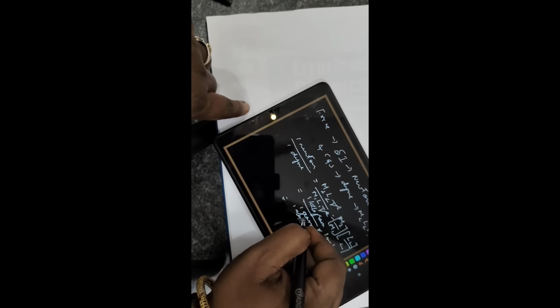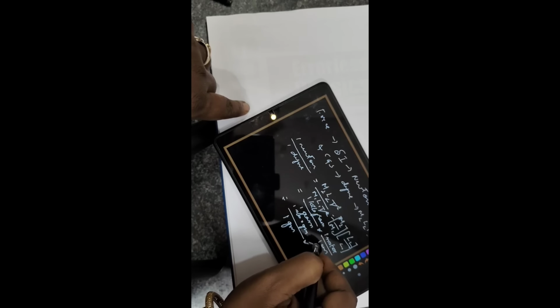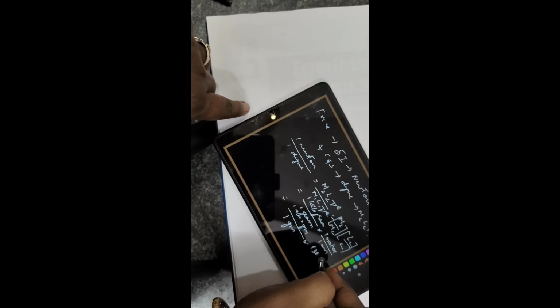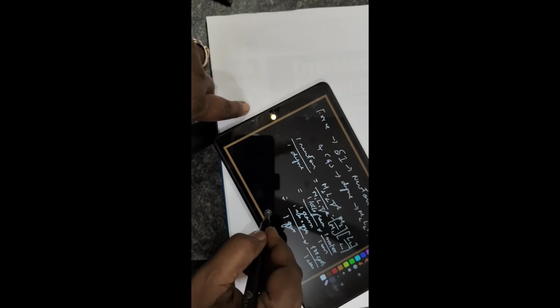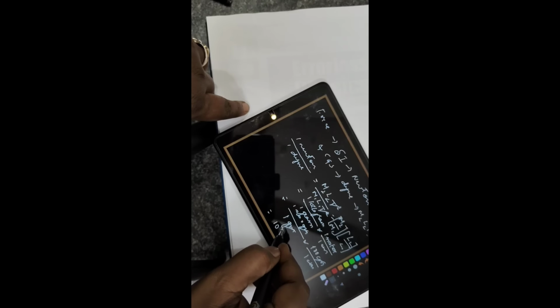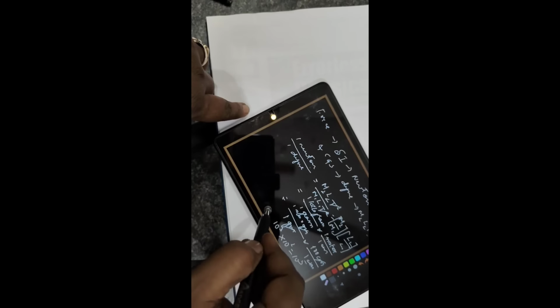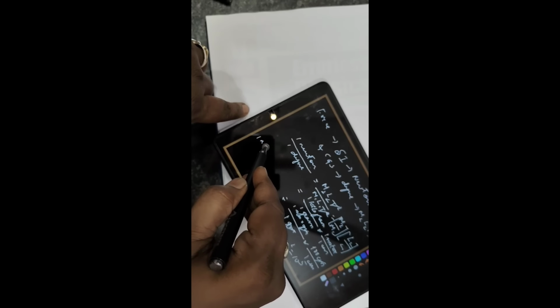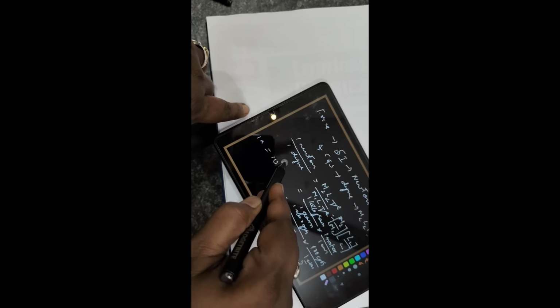So this is 1000 gram upon 1 gram, into 100, since 1 meter is 100 centimeter, 100 centimeter by 1 centimeter. So units will cancel out. So it is 10 to the power of 3 into 10 to the power of 2, so it will be 10 to the power of 5. So 1 Newton is equal to 10 to the power of 5 dyne.